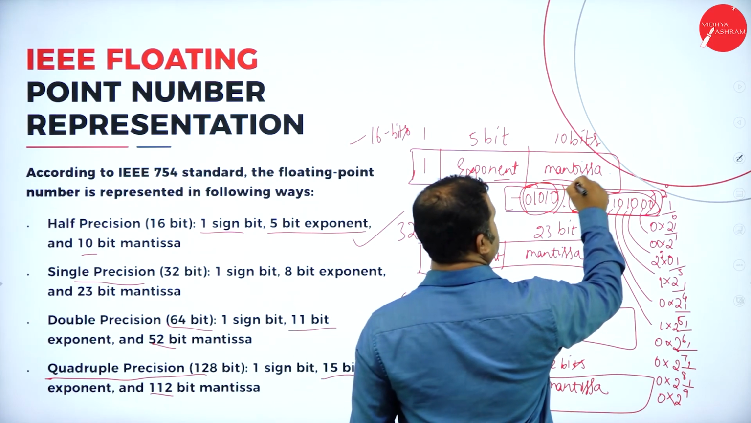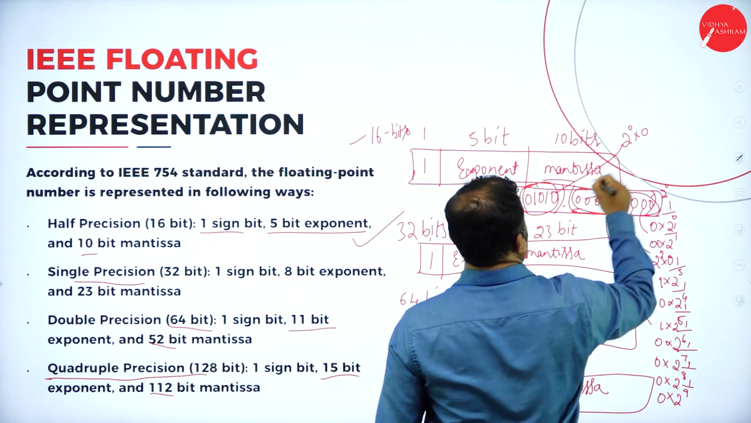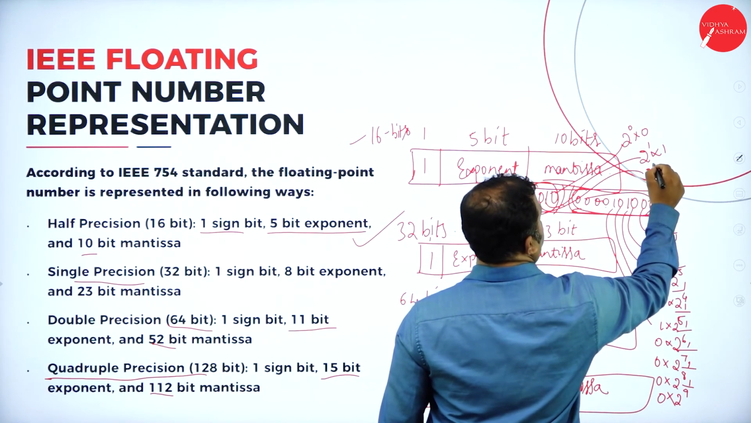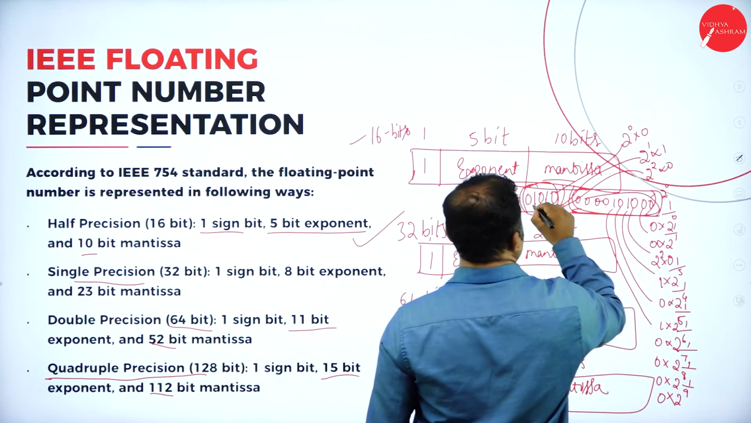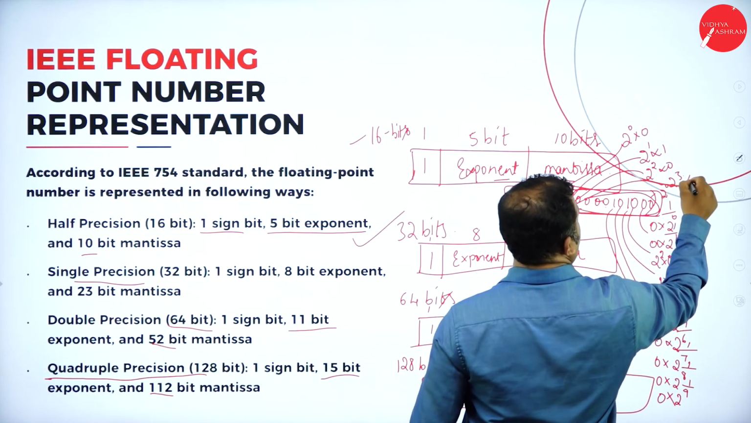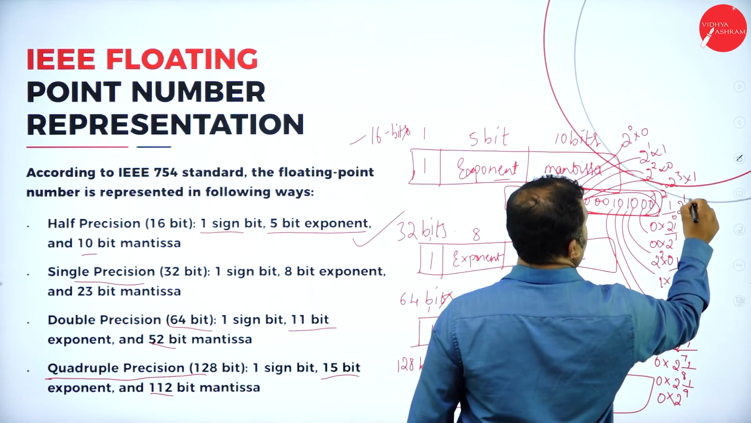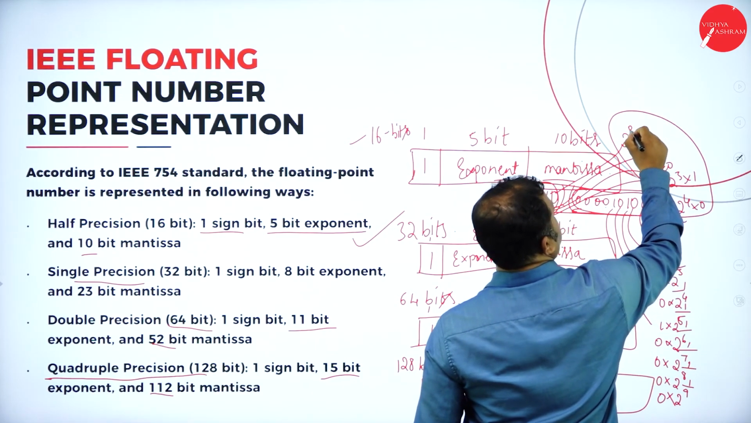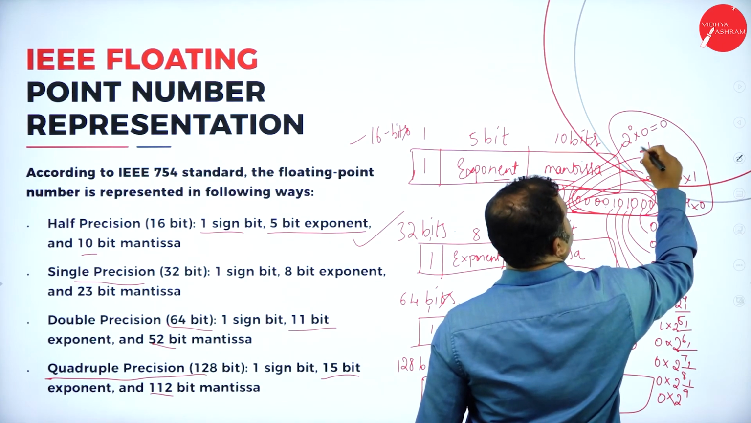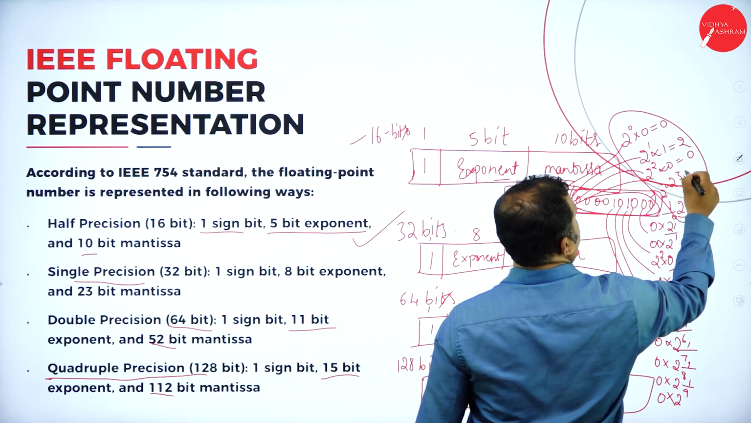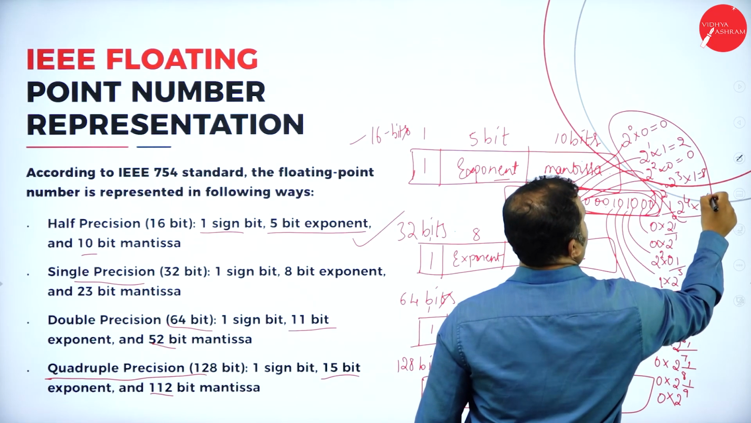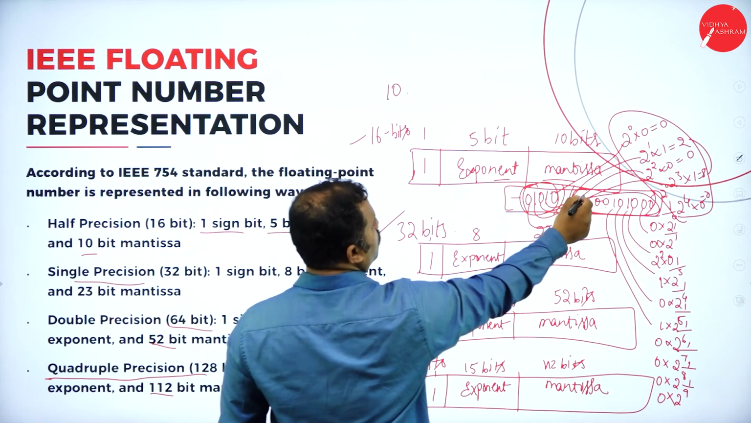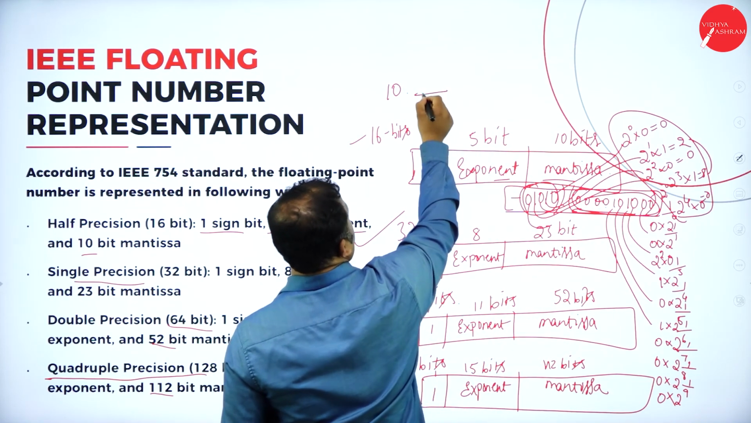If this is the case, this turns out to be 2 power 0 into 0, 2 power 1 into 1, 2 power 2 into 0, 2 power 3 into 1, and again 0, 2 power 4 into 0. This turns out to be the value equal to 2 raised to the power of 0 is 1, 1 into 0 is 0. This is 2, this is 0, this is 8, this is 0. Again we have 8 plus 2, that is 10. We have 10 point some value. That value is going to be in the fractional part.